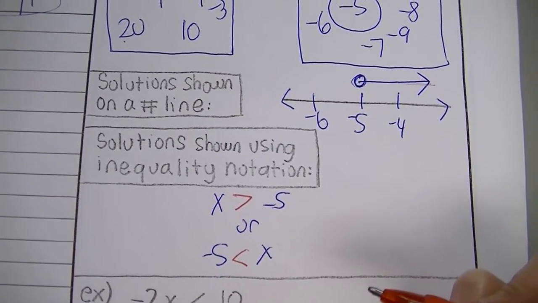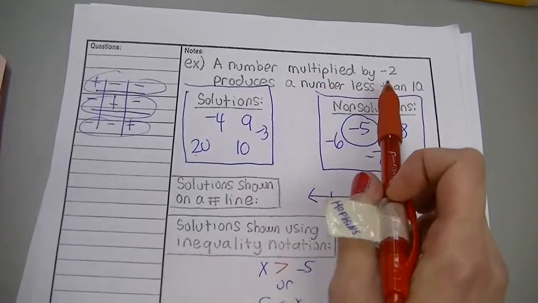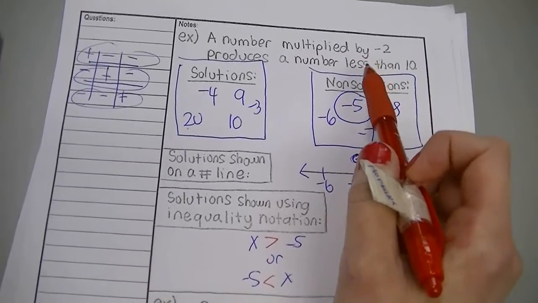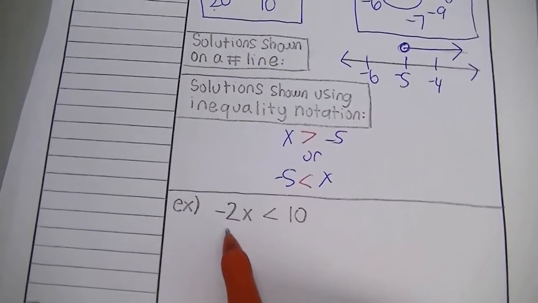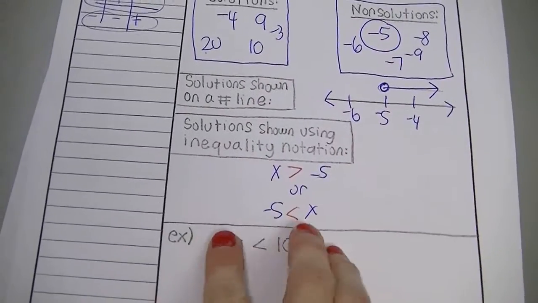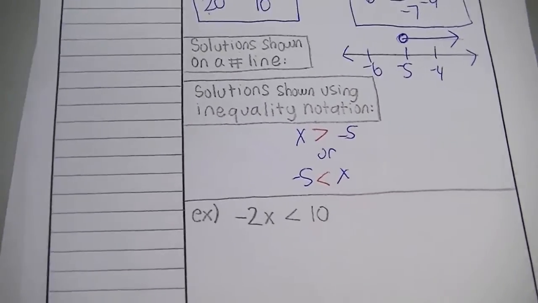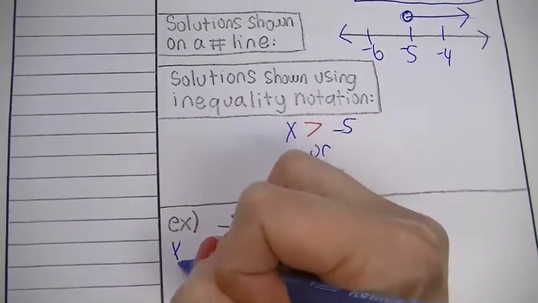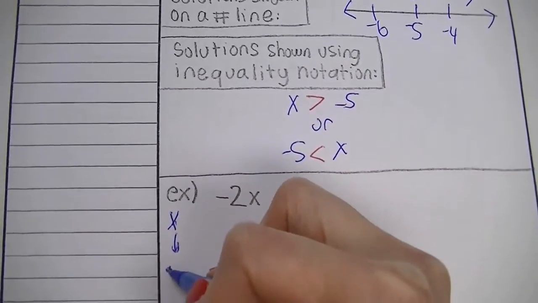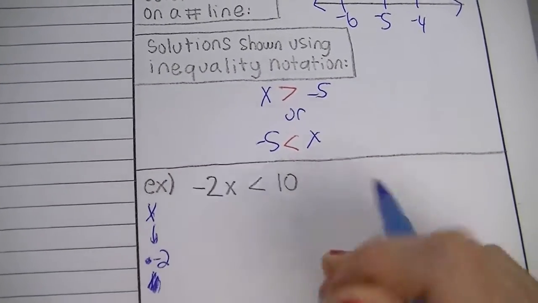All right, let's look at this example down here. A number multiplied by -2. So a number would be x multiplied by -2, so it'd be -2x. It says produces a number less than 10. Less than 10. Okay, got it. Now we're going to build it. Start with x, multiply it by -2, then that's all we did.